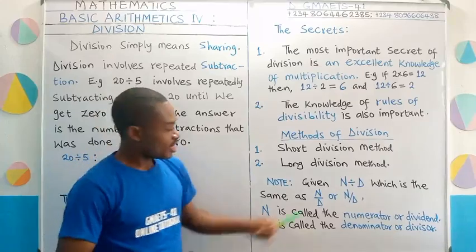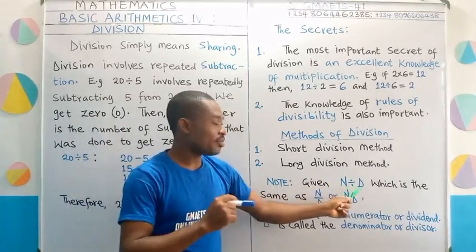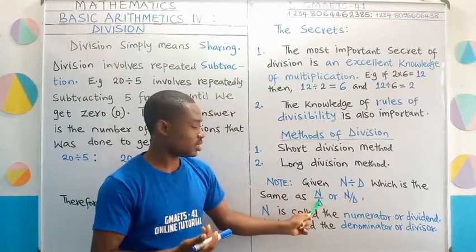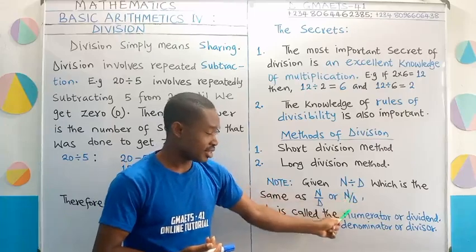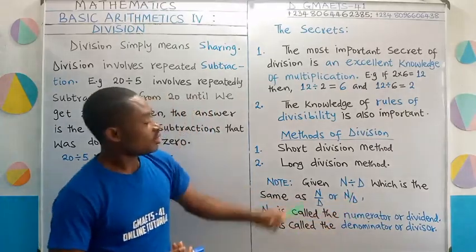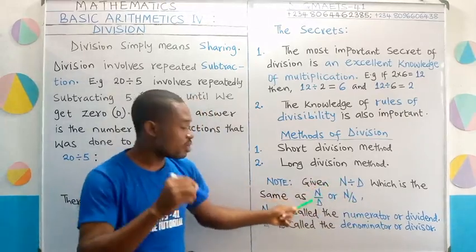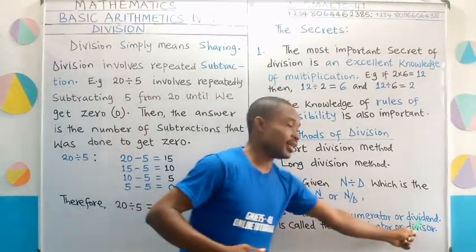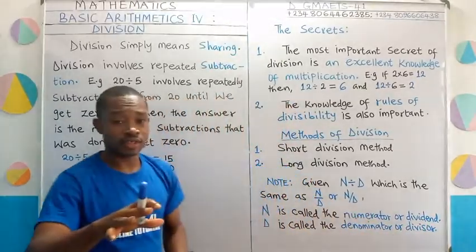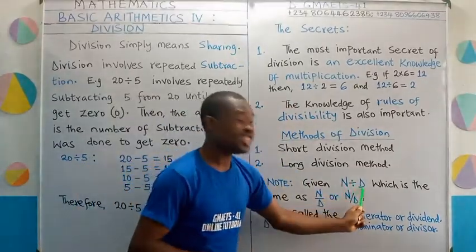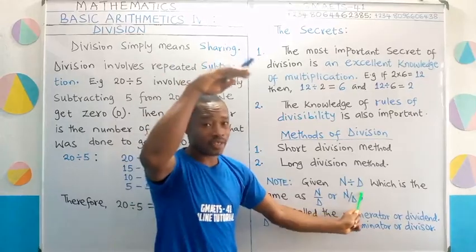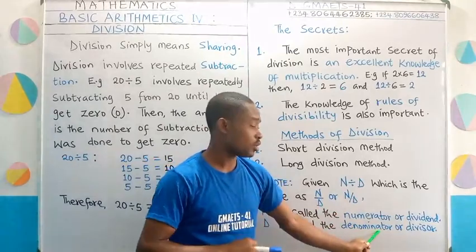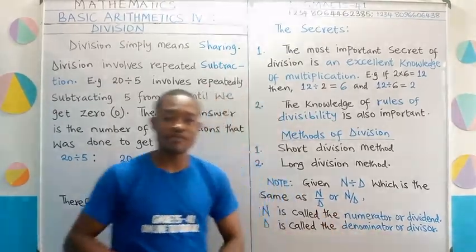Note. If I give you n divided by d, you see this division sign, right? You can still write it like this, n over d, using this slash, okay? This n is called the numerator, or you can call it the dividend. The top is called the numerator. Then the down part, this d, is called the denominator, or you can call it divisor.